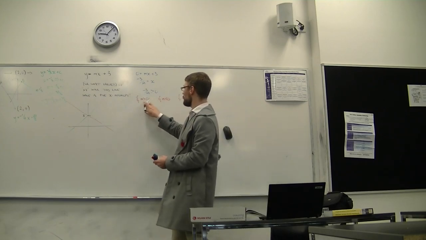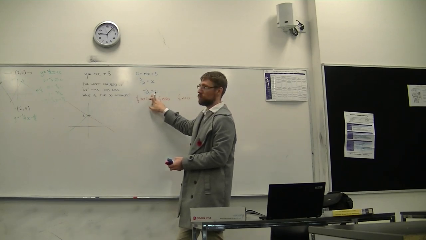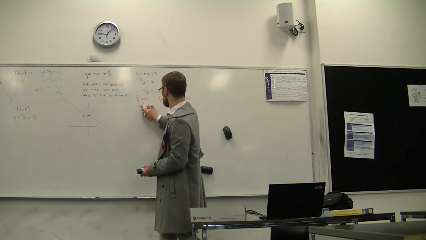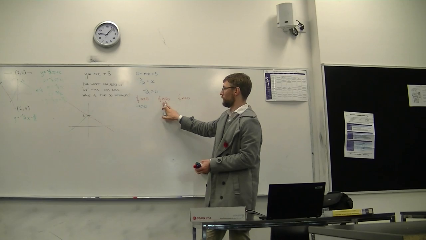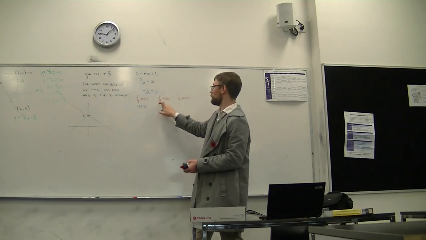Is there another case? M is exactly 0. Okay. So let's go down this. M is greater than 0. I multiply by m, does anything change? No? Cool. Alright, so I get this weird statement, and that's supposed to be straight.